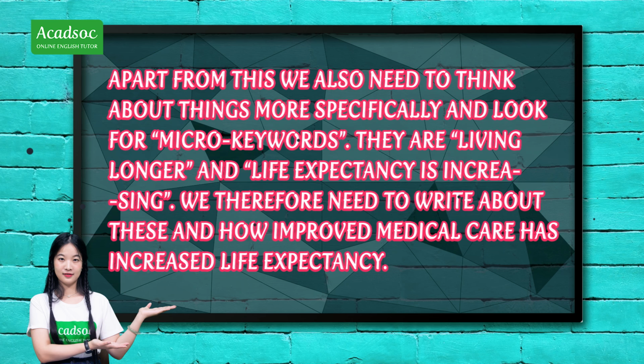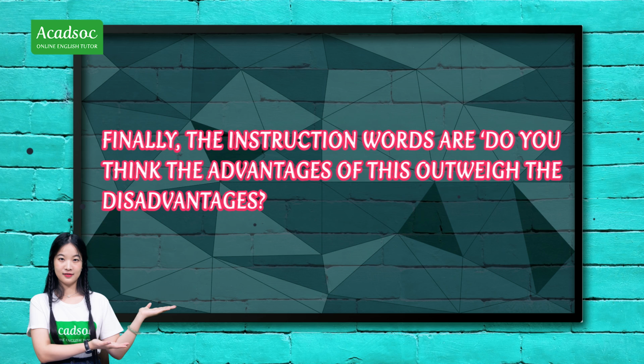Apart from this, we also need to think about things more specifically and look for micro keywords. They are living longer and life expectancy is increasing. We therefore need to write about these and how improved medical care has increased life expectancy. Finally, the instruction words are: do you think the advantages of this outweigh the disadvantages?